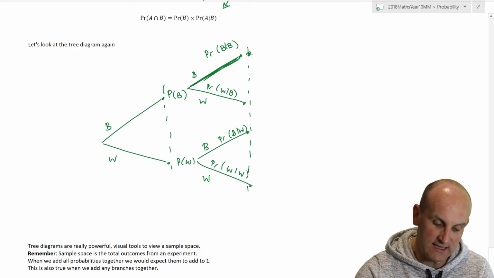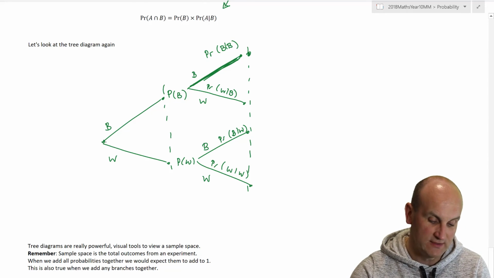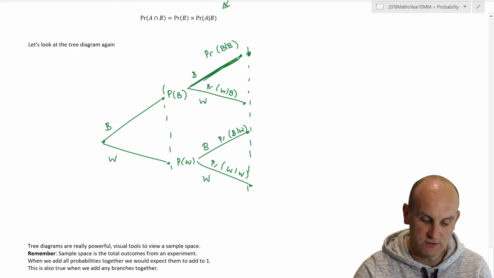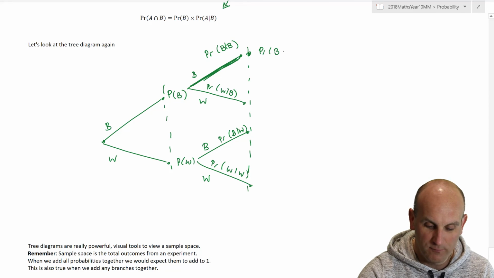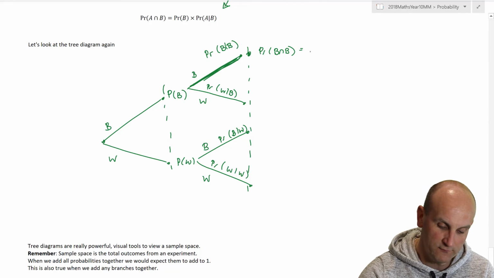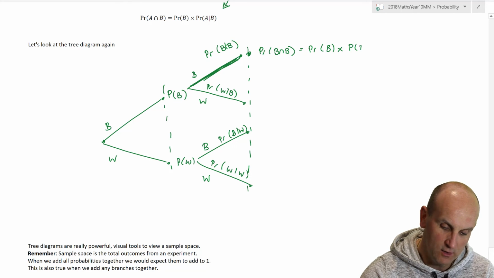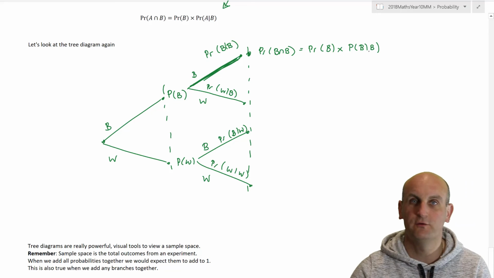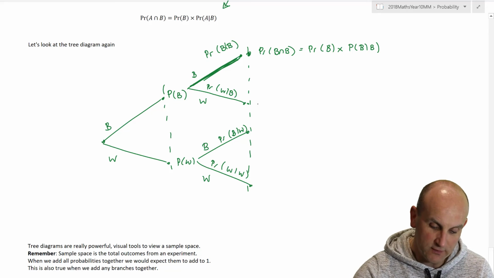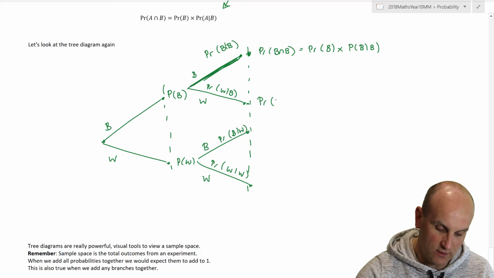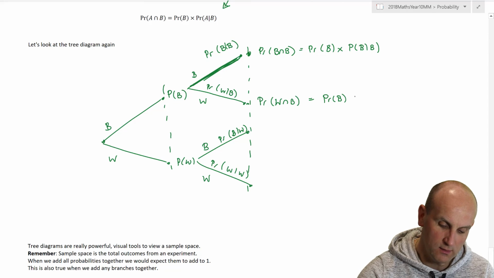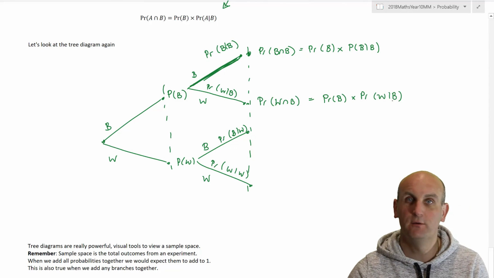So by the time I get to here, if I want to work out the probability of getting a blue followed by a blue, so if I wanted to find the probability of blue and blue, I would have done the probability of blue times the probability of blue given that blue has already happened. By the time we get to here, that would be the probability of white and blue, which would be the probability of blue times the probability of white given that blue has already happened.